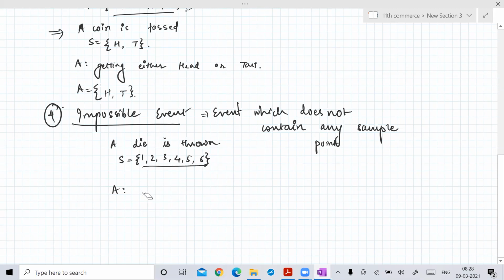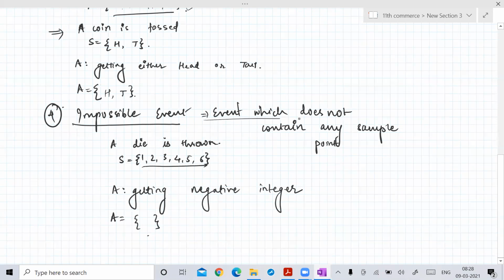getting negative integer. चलो बताओ कुछ आ सकता है ए में? नेगेटिव इंटीजर है ही नहीं. Okay, there is no negative integer in your sample space. 1 2 3 4 5 6 में is there any negative integer? No, there is no negative integer. Okay, so it's empty set.